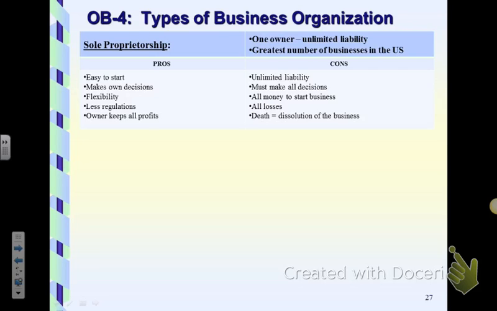On the downside, you have unlimited liability if the business gets sued. You suffer all the losses. You're required to make all the decisions associated with the business. If you die, the business dies as well, or the business is technically dissolved. You also have to raise all the money to start and keep that business operating. So if there's a cash flow issue, it's all on you.